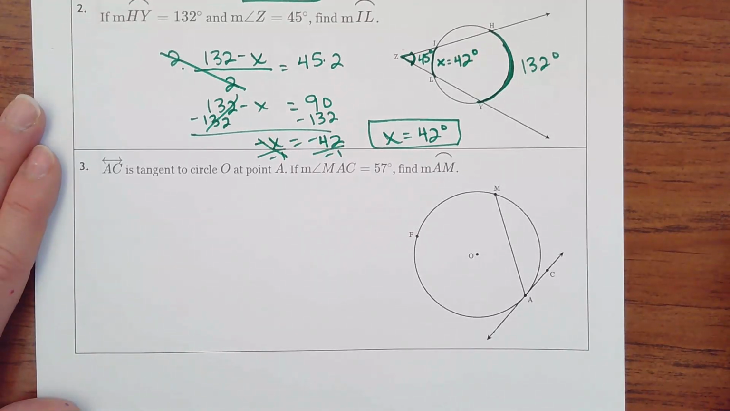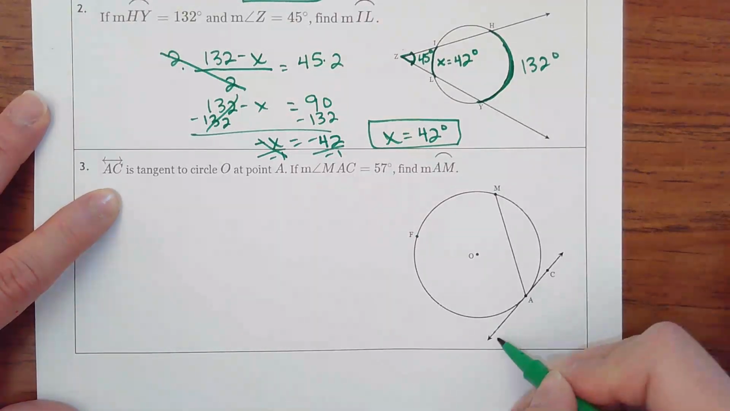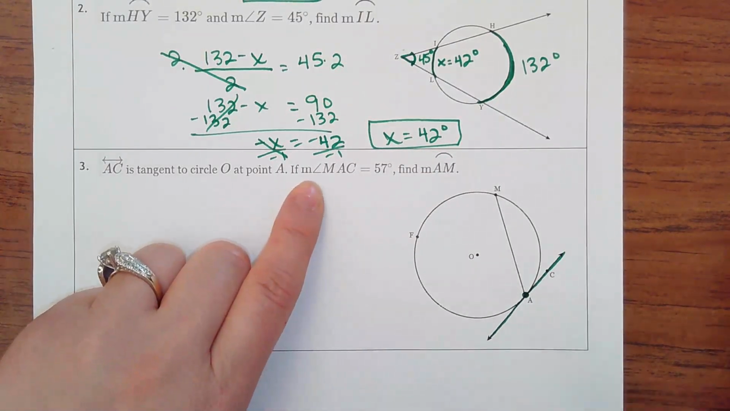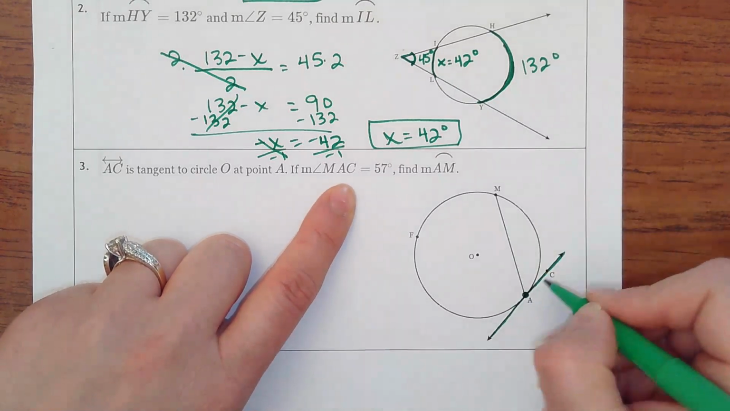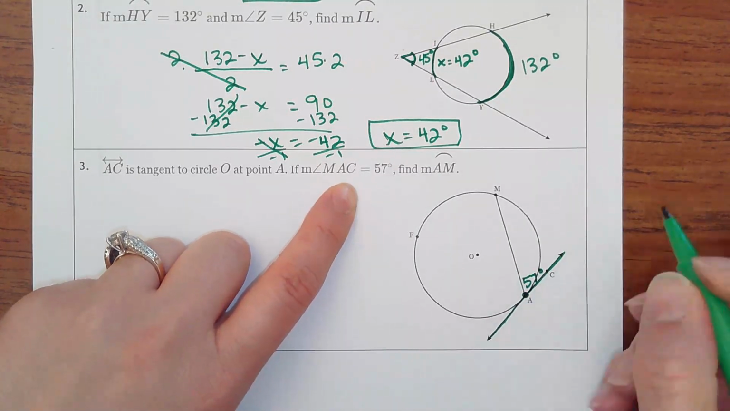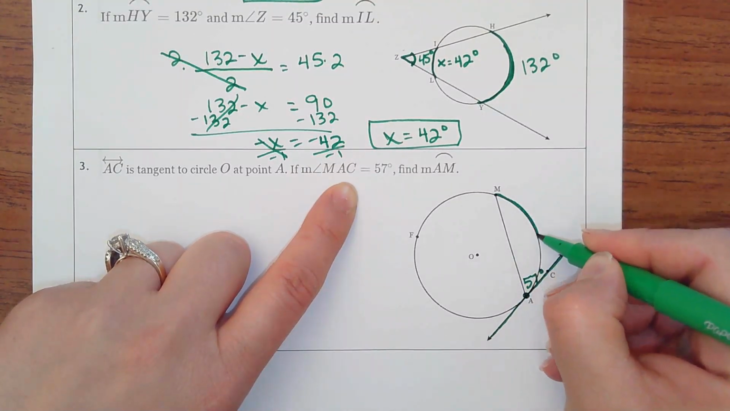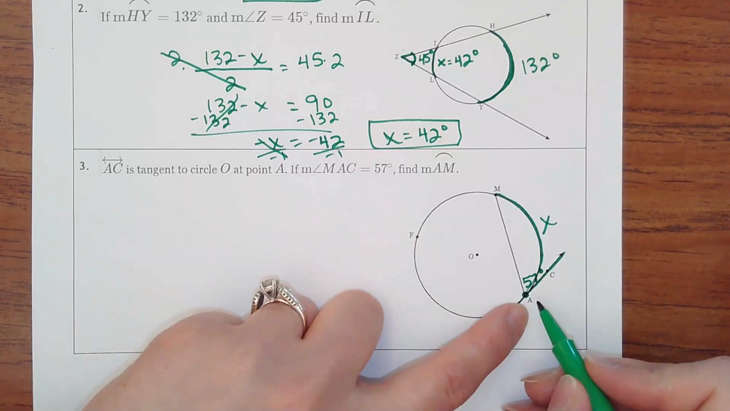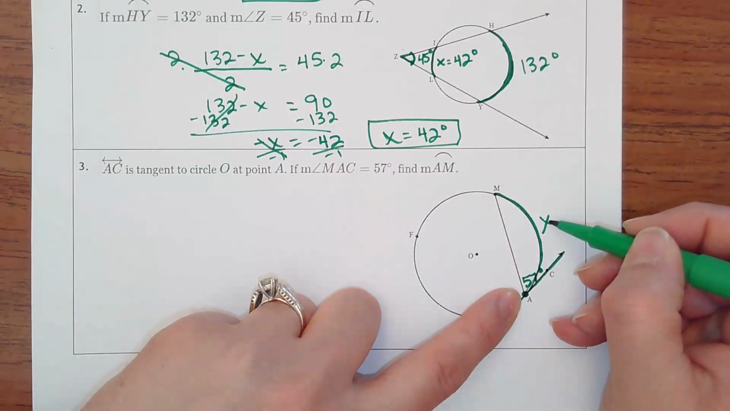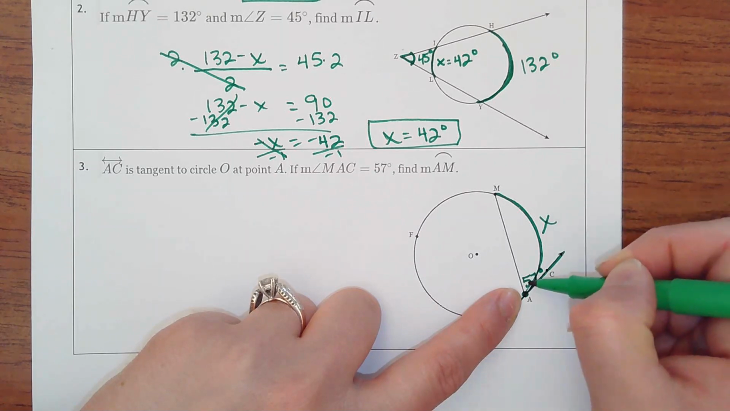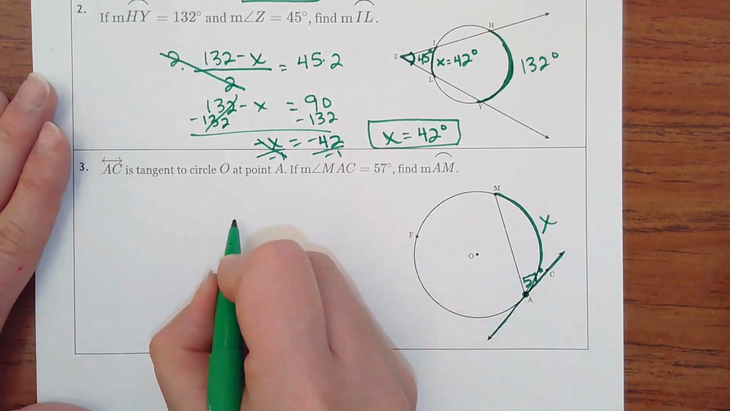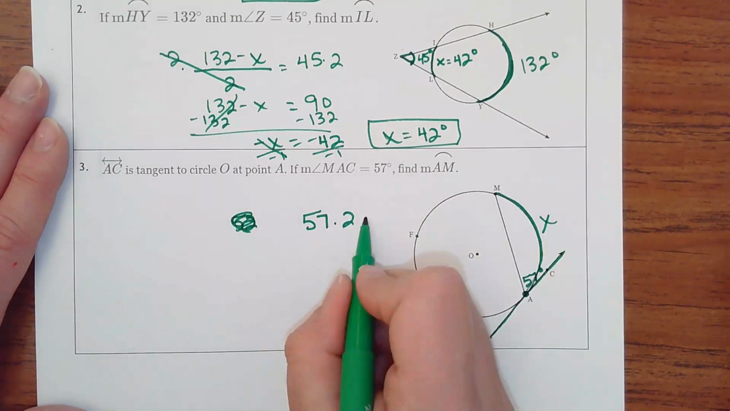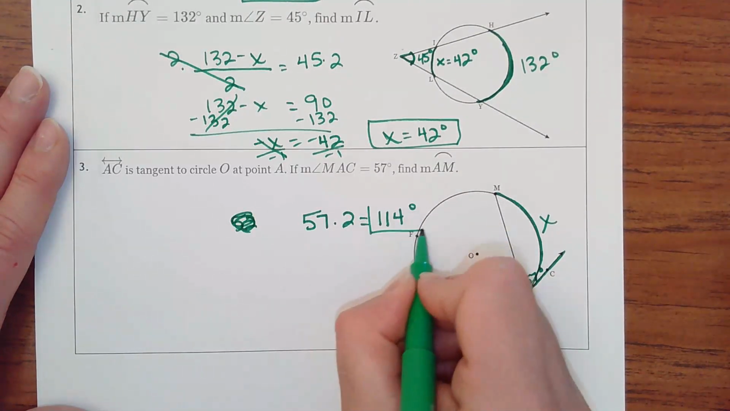And then last one, they tell you that line AC is a tangent line because you can see it's only touching at point A. And then measure of MAC is 57 degrees. Find measure of arc AM. Okay, so this one's easy because this is just our intercepted arc situation where we said that this is going to be double this, or this is half of this. So I just need to take 57 times 2, which would be 114. Is this.